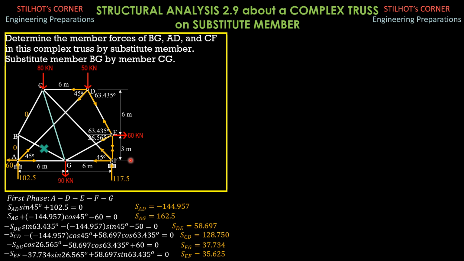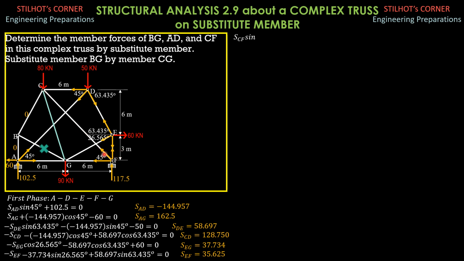Summation of forces horizontal first to solve for SFG. Then we check vertically if it is in equilibrium. Because, summation of forces vertical first to solve for SEF. We haven't yet solved SEF.